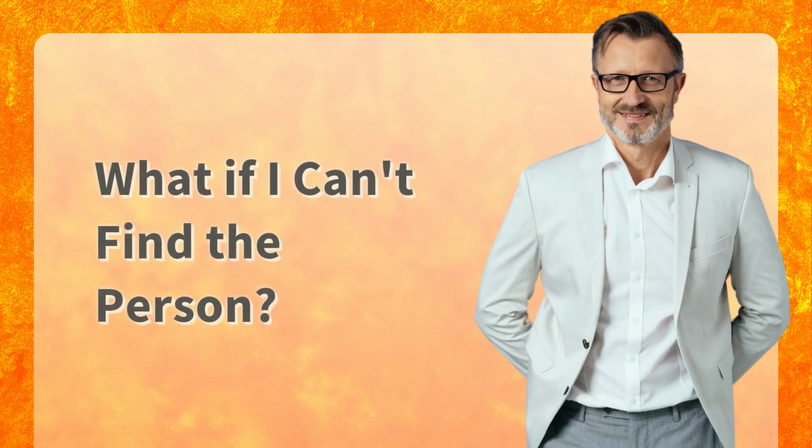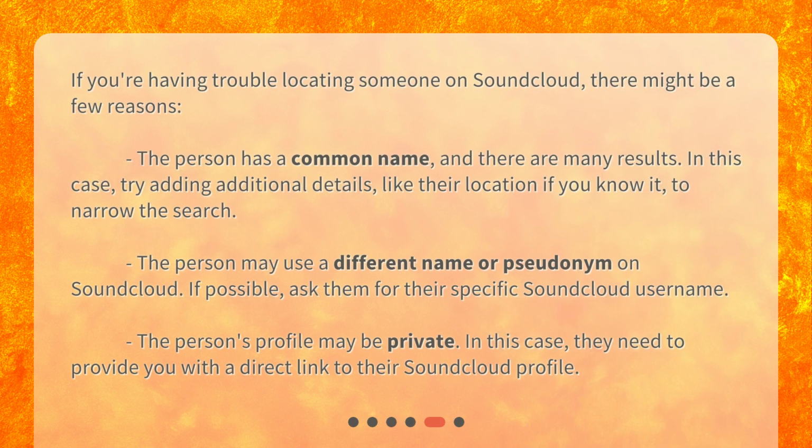What if I can't find the person? If you're having trouble locating someone on SoundCloud, there might be a few reasons. The person has a common name, and there are many results. In this case, try adding additional details, like their location if you know it, to narrow the search. The person may use a different name or pseudonym on SoundCloud. If possible, ask them for their specific SoundCloud username. The person's profile may be private. In this case, they need to provide you with a direct link to their SoundCloud profile.